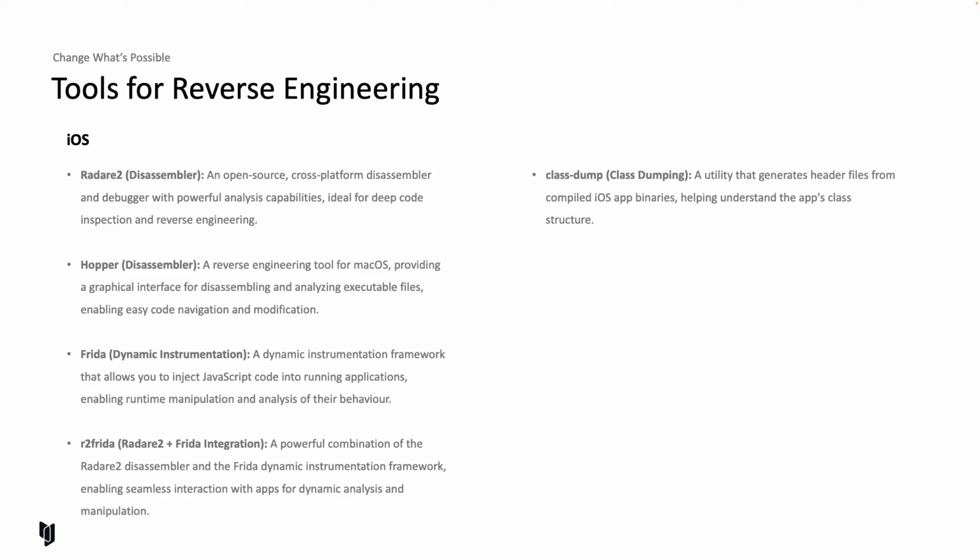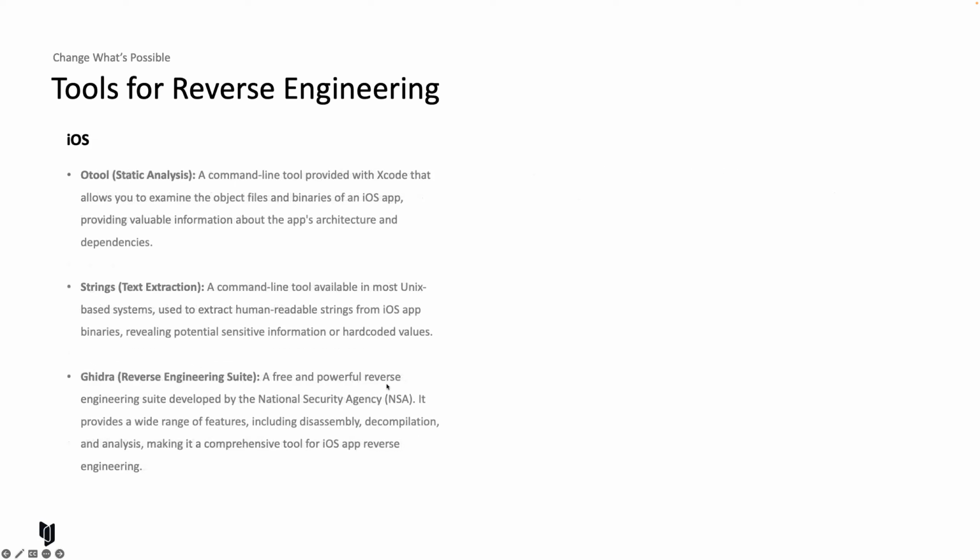There's Frida as well, which is a dynamic instrumentation framework. There are components of Frida, things like Frida Trace, that can help you with reverse engineering, but really Frida, once you have the scripts from the other information you've gained, can be a good opportunity to exploit the application a little bit further. We have things like class-dump, which is a utility that generates header files from compiled iOS binaries, to help you understand the app's class structure. It's a good starting point. There's a couple tools like that: class-dump, otool, strings. They're really good starting points.